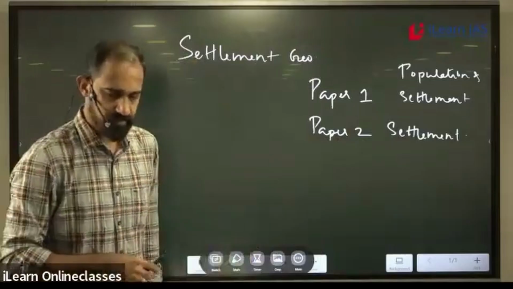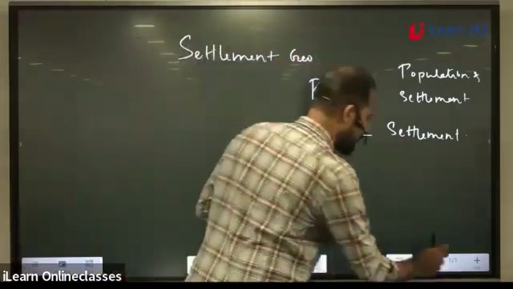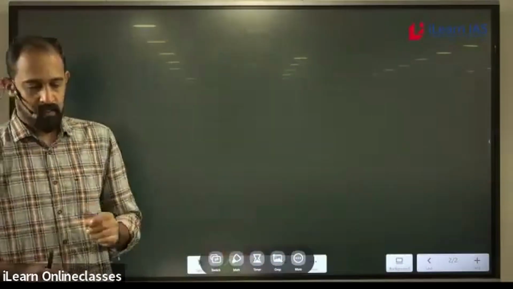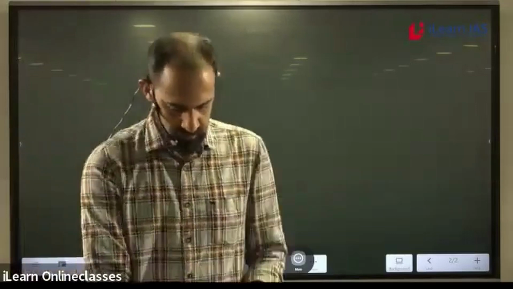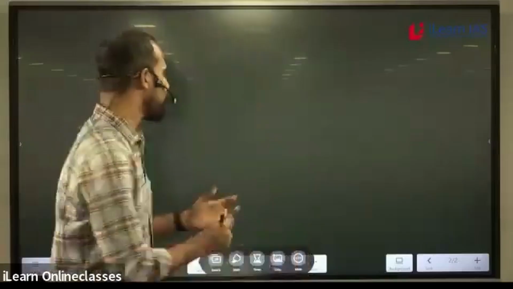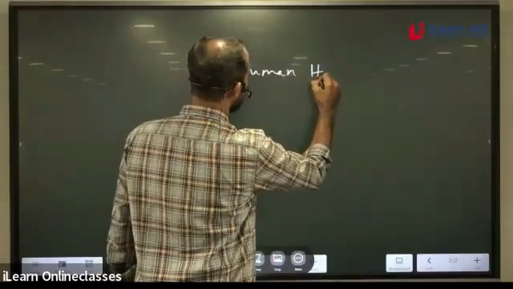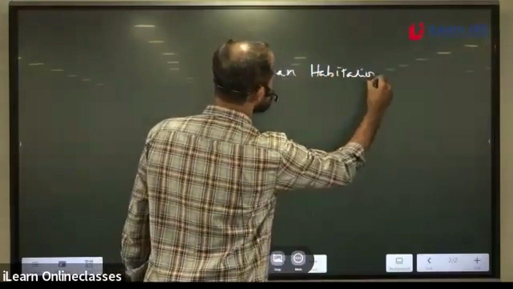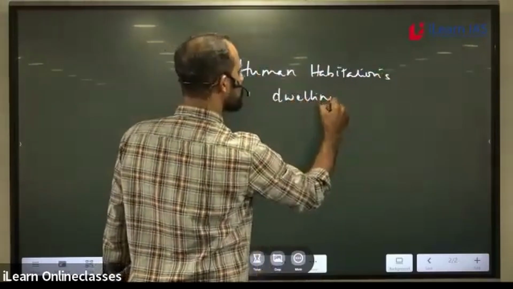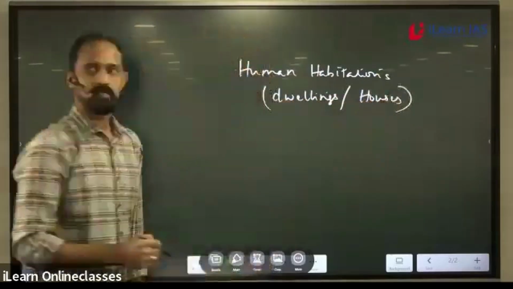So let us understand the premise in which we are trying to study this. Settlements are nothing but any form of dwelling. Human habitations are called settlements, or human dwellings. In simple terms, it's houses. This is what is called settlement.